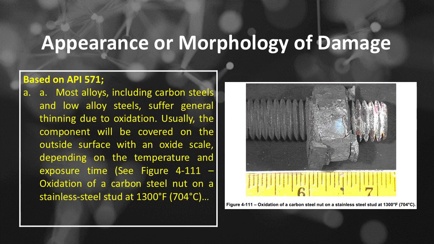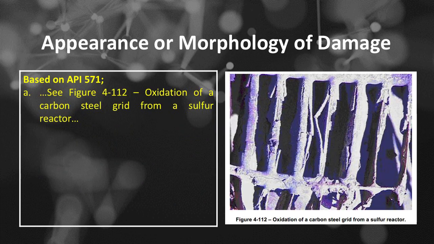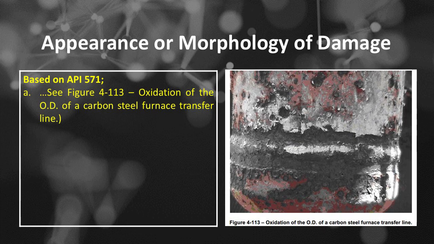Appearance or morphology of oxidation damage mechanisms based on API 571. Number A: most alloys, including carbon steels and low alloy steels, suffer general thinning due to oxidation. Usually, the component will be covered on the outside surface with an oxide scale, depending on the temperature and exposure time. See Figure 4-111: oxidation of a carbon steel nut on a stainless steel stud at 1300 degrees Fahrenheit or 704 degrees Celsius. See Figure 4-112: oxidation of a carbon steel grid from a sulfur reactor. See Figure 4-113: oxidation of the OD of a carbon steel furnace transfer line.